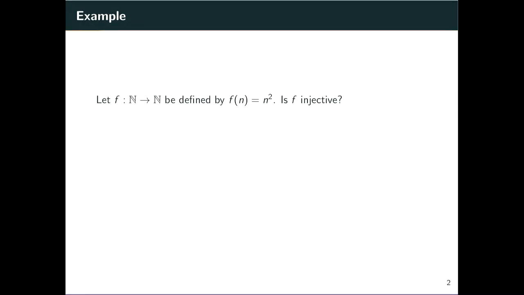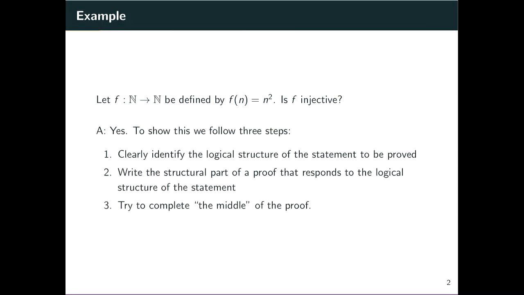So let's work through an example. We've got a function on the natural numbers, and it just takes the square of the natural number. And the question is, is f injective? And the answer is yes. And this is where our logical proof structure is going to come in handy. So what we need to do is clearly identify this logical structure on how we're going to prove it.